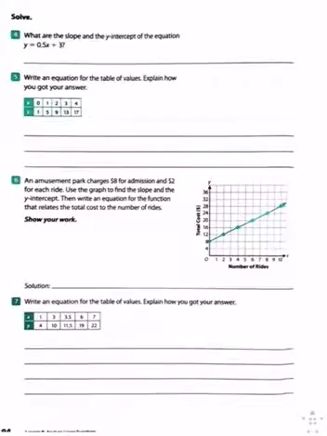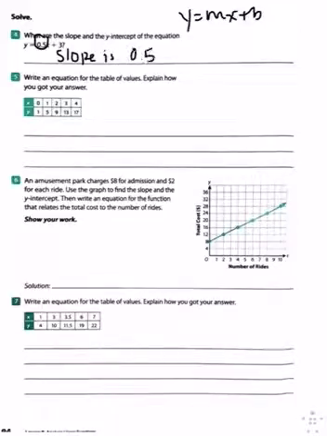Problem number 4. What are the slope and the y-intercept of the equation? Well, our general equation is y equals mx plus b. M is the slope, and so m goes with x. In our equation, 0.5 goes with x, so the slope is 0.5. The y-intercept is b, and in our equation, 3 is the y-intercept. 3 is b. So 3 is the y-intercept.